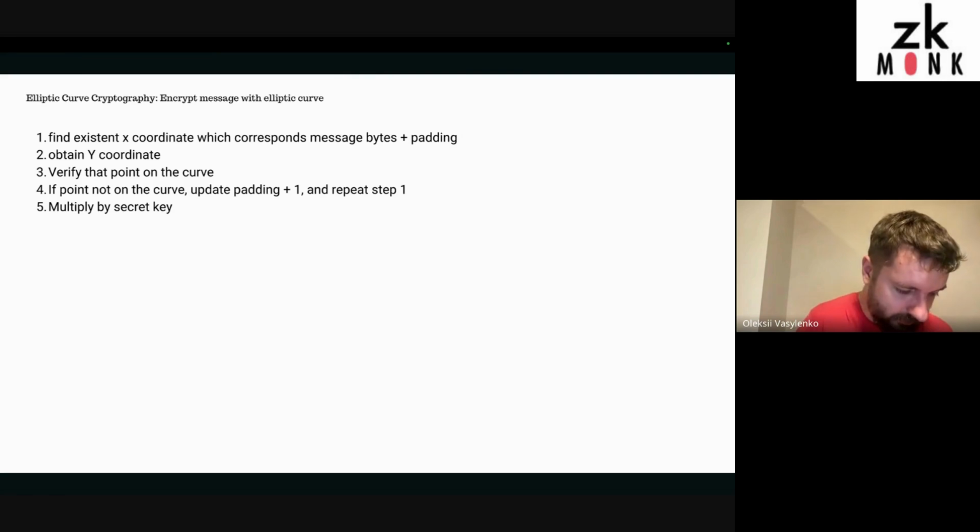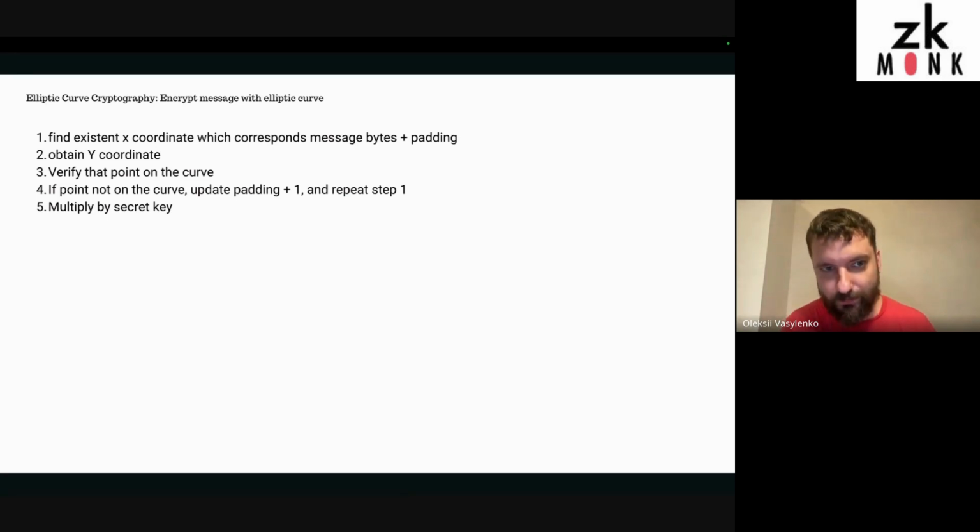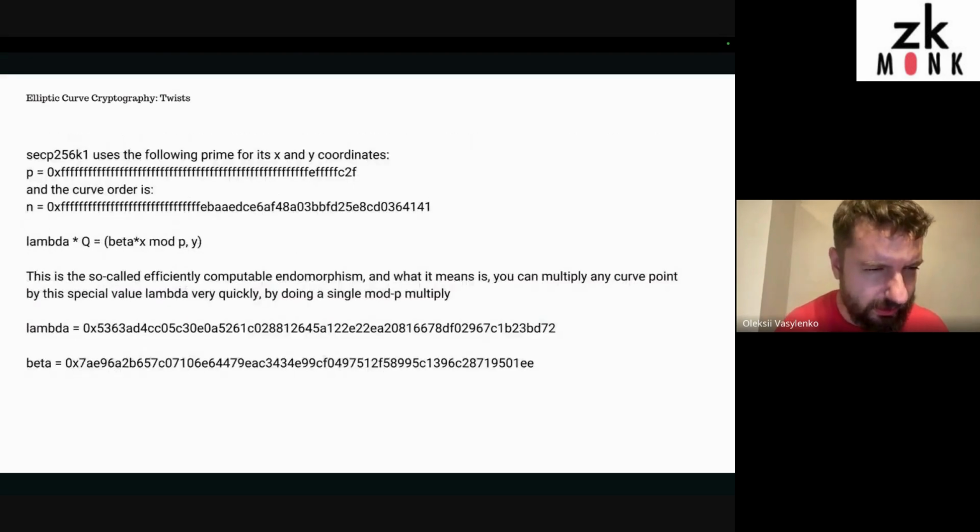You imagine that this message is the x coordinate on the elliptic curve. You try to get the y coordinate of it. If the x and y coordinates lie on the elliptic curve, so they correspond to the elliptic curve formula, then you continue. But it might happen that some x coordinates do not exist on the elliptic curve. It happens because of the difference between p and n. Since p is bigger than n, there are p minus n points that do not exist on the elliptic curve.